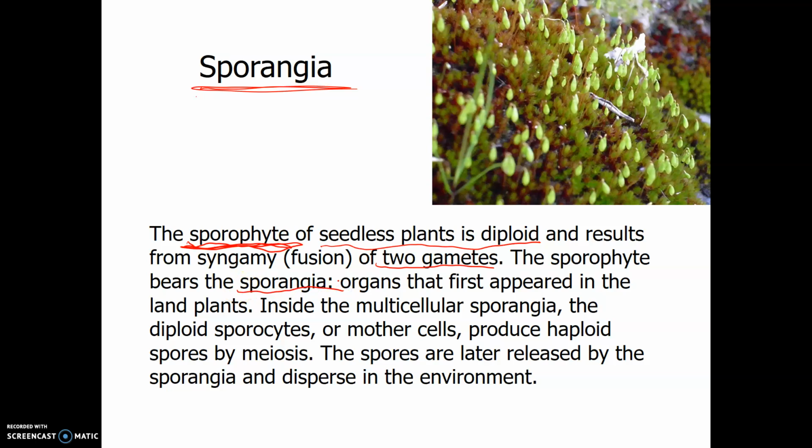The sporangia are organs that first appeared in the land plants, and the sporangia are multicellular. Inside of the sporangia, there are diploid sporocytes, or mother cells. And those sporocytes undergo meiosis and produce haploid spores.